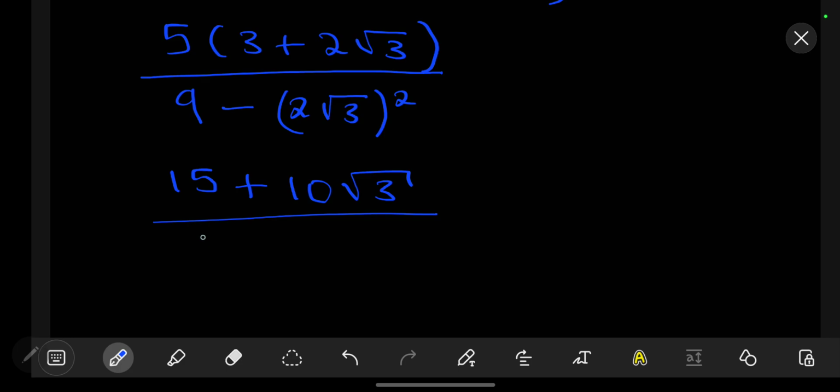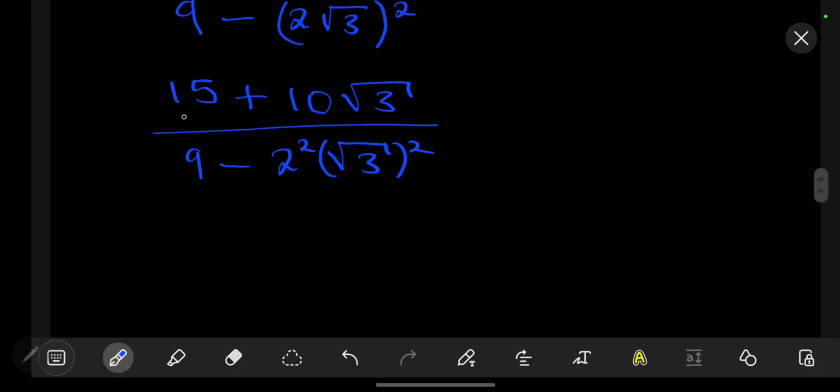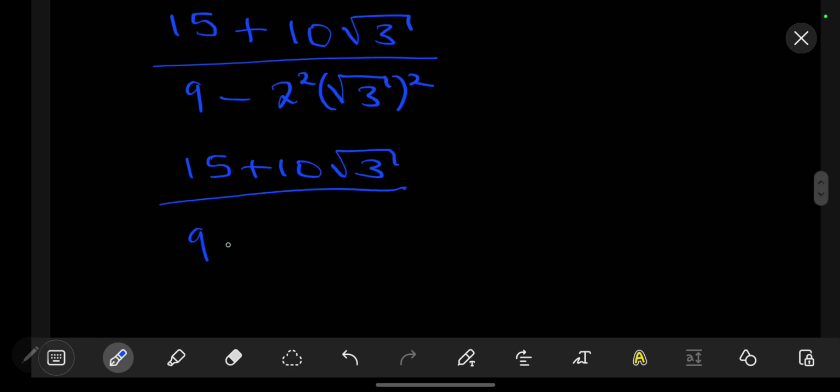Then over, we are going to have 9 minus, these 2 can be distributed. This is the same as 2 squared times the square root of 3. Then we have the power squared. So that's the distributive property. So we have a 15 plus 10 square root of 3 over, we have a 9, then minus 2 squared will give us a 4.